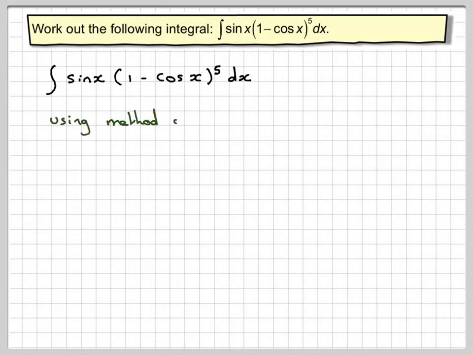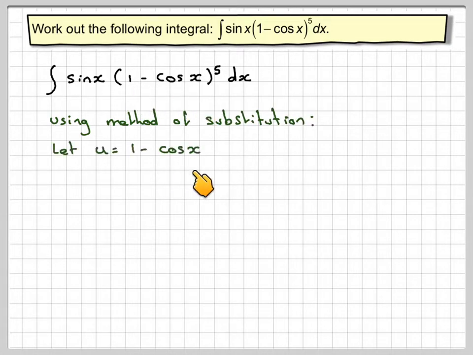So I'm going to use the method of substitution, and what I'm going to substitute u for is 1 minus cos x. And if I differentiate that, du by dx is, the differential of 1 is nothing, and the differential of minus cos x is sine x.